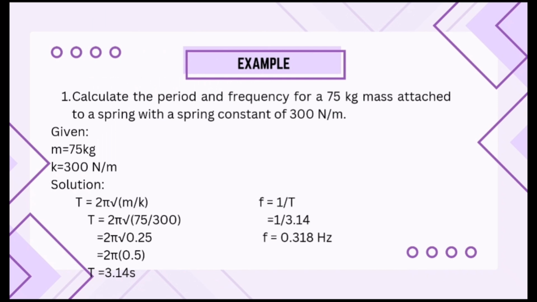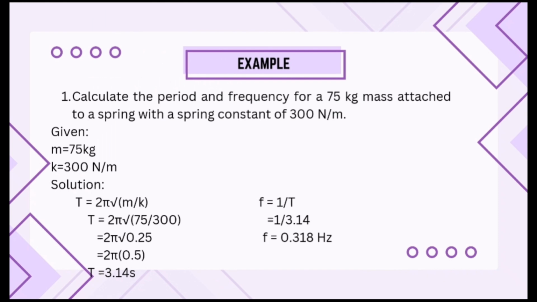Example: calculate the period and frequency for a 75 kg mass attached to a spring with a spring constant of 300 N/m. In the problem, our givens are m is equal to 75 kg, k is equal to 300 N/m. Solution. We will use the formula for the period, T is equal to 2 pi square root of m over k.